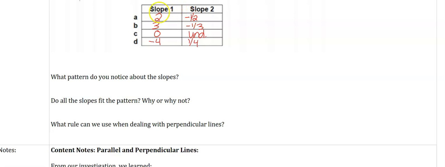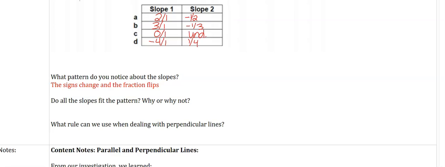Even if we look at the whole numbers, our 2, 3, 0, and -4, they could all be written over 1. So I would have 2 over 1, 3 over 1, 0 over 1, and -4 over 1. And it's still the same thing. So for a pattern, we could say that the signs change and the fraction flips. Now for our second question, do all the slopes fit this pattern?